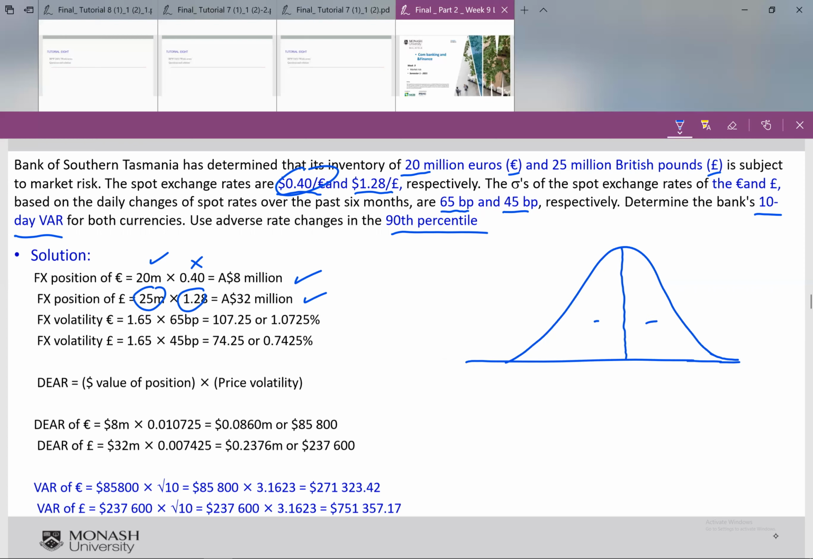If this is the increase and this is the decrease in the exchange rate or the value of the dollar, it will be 1.65. This is the drop times the standard deviation. So the standard deviation is 65%. This is for the euro, this is for the pound. And you find this to be the volatility. You need now to multiply it by the exposure to get the DIR.